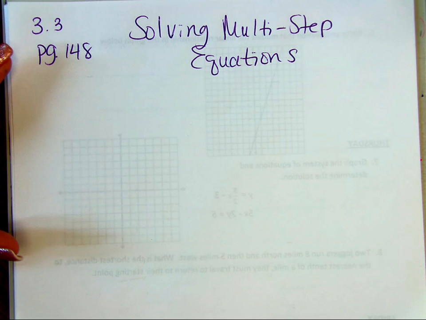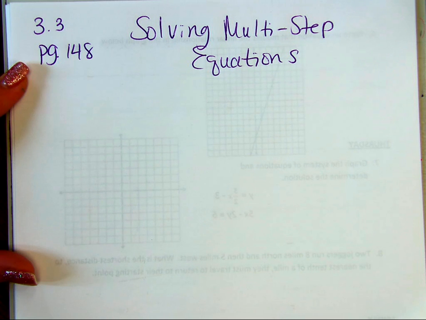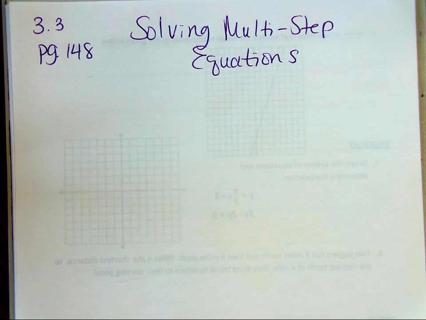Okay, so solving multi-step equations. We did 3-1, which was one step. We did 3-2, which is two-step. And now we're doing 3-3, which is multi-step, okay? Multi-step means it's going to take you more than two steps to get this variable by itself, okay?